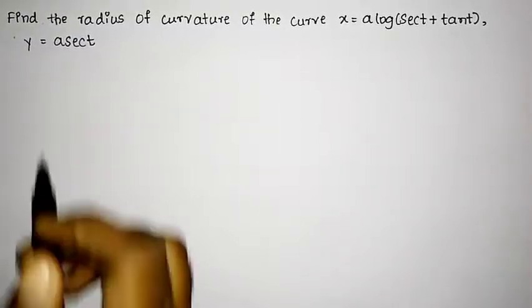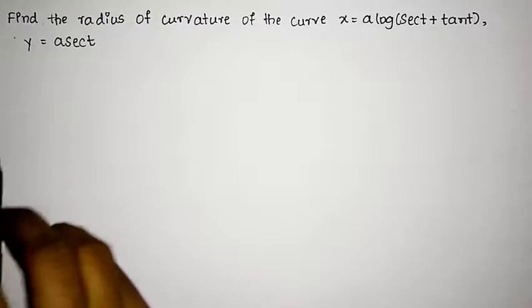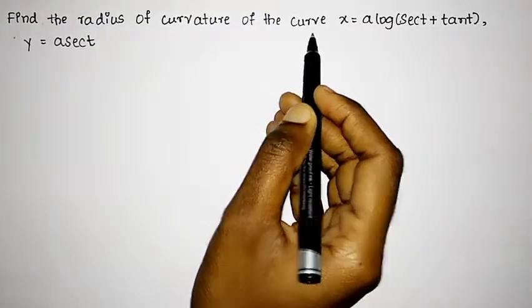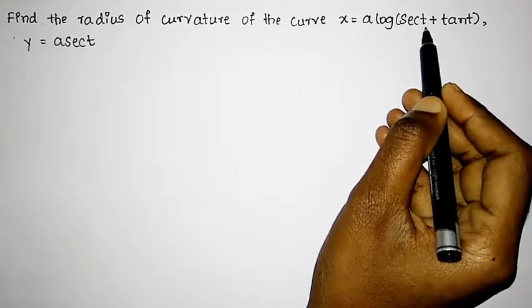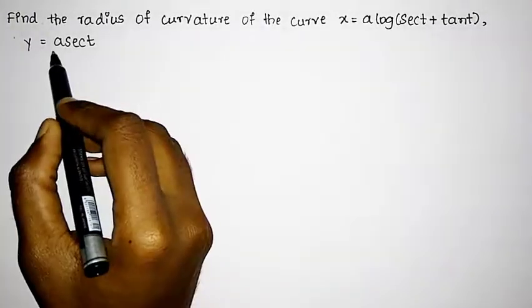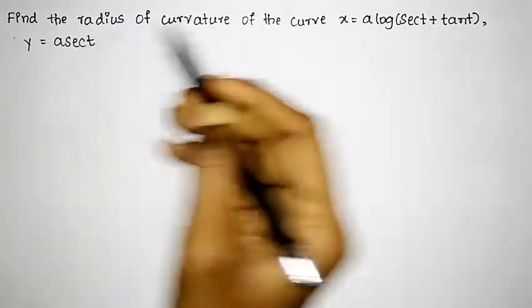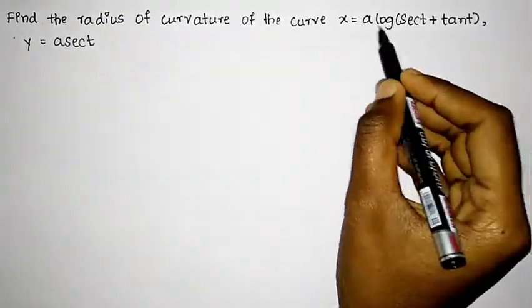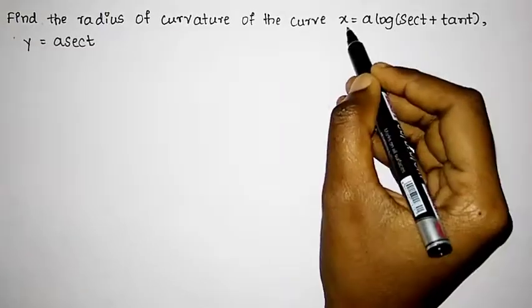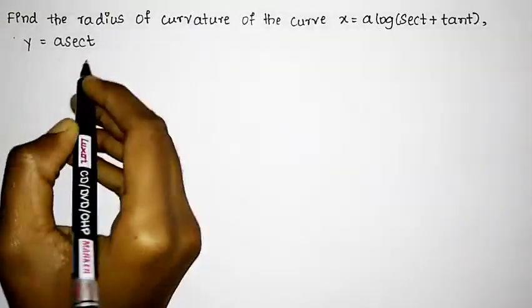Today I shall discuss our next problem on radius of curvature. So the given curve is of the form x is equal to a into log of sec t plus tan t and y is equal to a into sec t. So for two different axes they have given the equation. We need to solve it separately. First we need to solve x and then y.